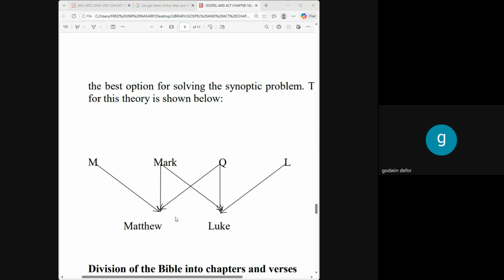So these 3 questions, the fourth source theory tries to address. So scholars think that this particular theory best solves the problem.